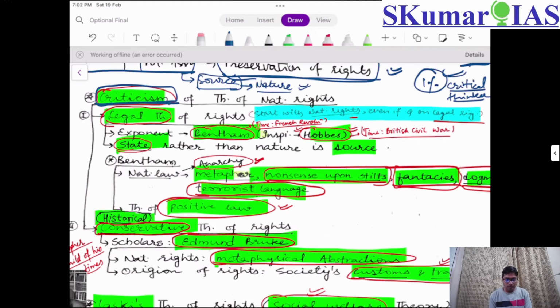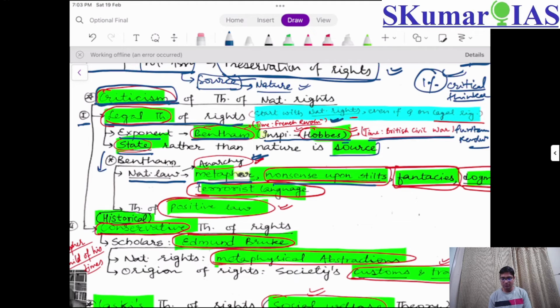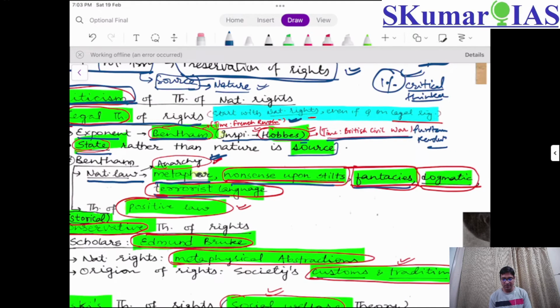The first one, the legal theory of rights, is a criticism, and the exponent is Bentham. The time was the French Revolution, and the inspiration of Bentham was Thomas Hobbes, whose time was the British Civil War or Puritan Revolution. I already told you that. I hope you remember. So Bentham gives the legal theory of rights, which says that the state rather than nature is the source of rights. Bentham says that natural laws are anarchy, just metaphor, nonsense upon stilts, fantasies, dogmatic and terrorist language. We already explained this, so I am not going into the detail and depth.